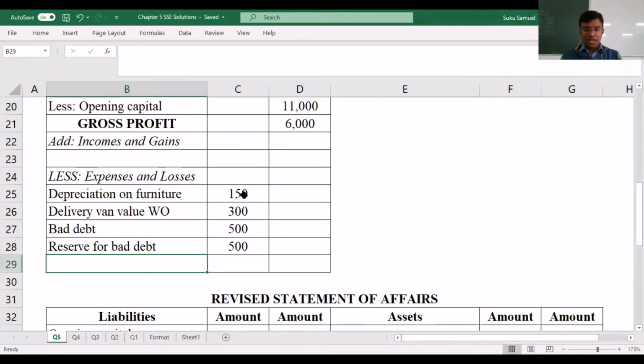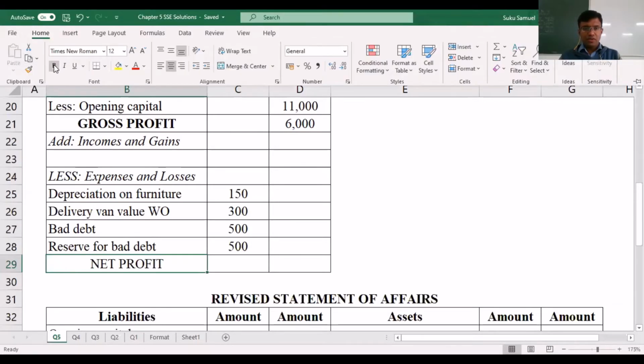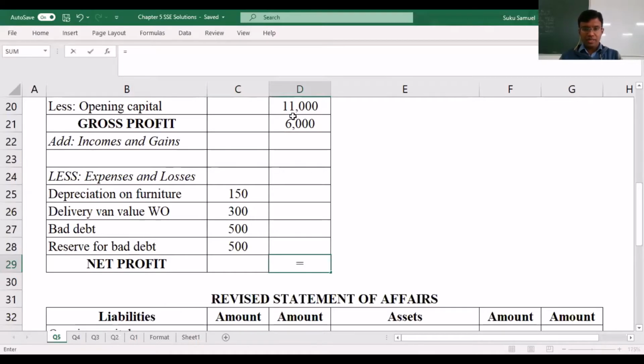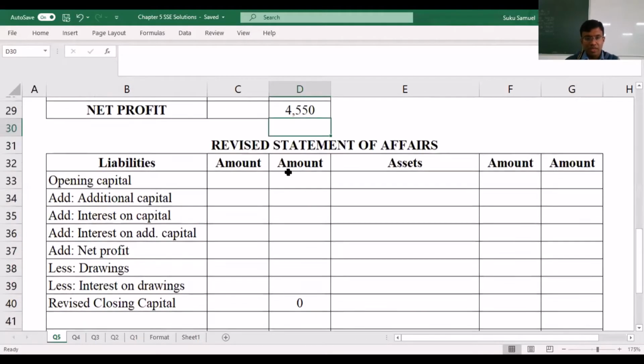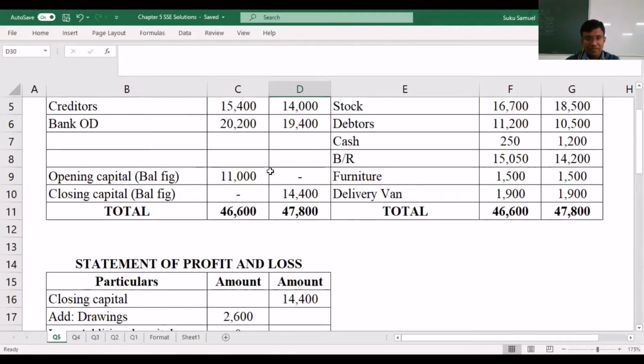So now we have to calculate the net profit. So how much is net profit? What happens is, to the gross profit, you will have to subtract all these amounts, that is depreciation, the delivery van value written off, bad debts, and then reserve for bad debts. So net profit works out to be 4,550.